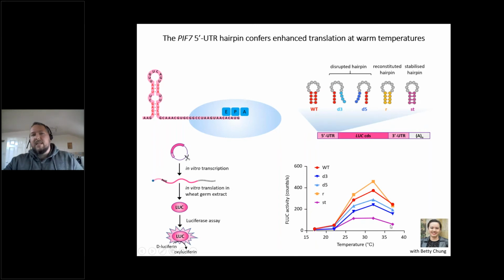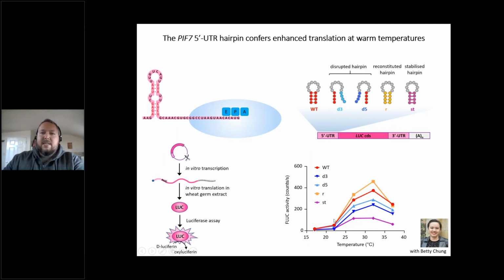So it seems that the hairpin we identified in the PIF7 5' UTR acts as a translational enhancer rather than as an obstacle, and it acts as an enhancer specifically at warm temperatures. And it furthermore seems that a certain flexibility of that hairpin is required for it to have the positive effect, because that is essentially completely abolished when we stabilize that hairpin.